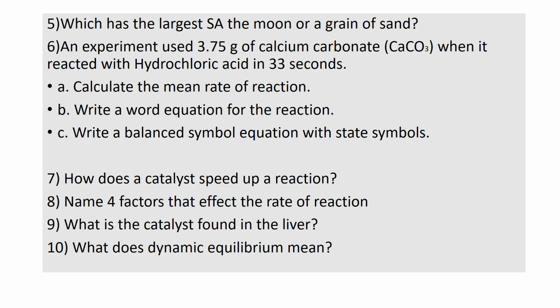Calculate the mean rate of reaction, write a word equation for the reaction, and then write a balanced symbol equation with state symbols. So you need the solid, liquid, gas, or aqueous, and you'll need to balance it and make sure there's the same amount of atoms on the reactants as the products.